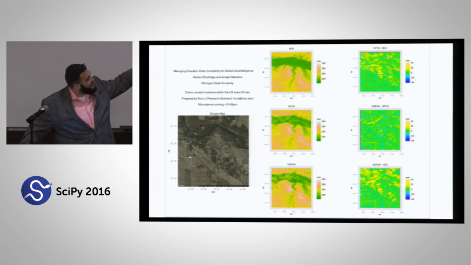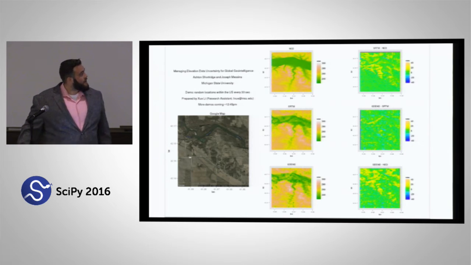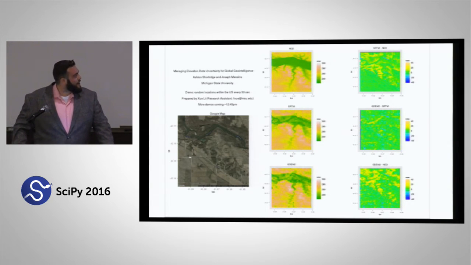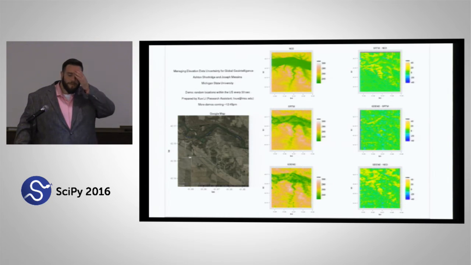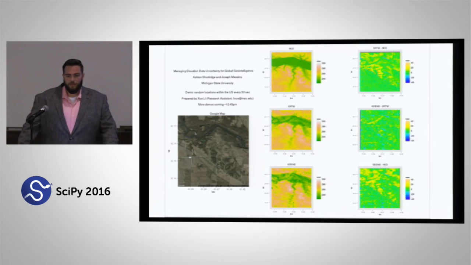So NED on the top, the National Elevation Data Set, is about 10-meter resolution. SRTM in the middle is at 30-meter resolution. And GDEM on the bottom is also at 30-meter resolution. Yeah, that's correct. And it's got a lot of GPS benchmarking that they did to improve it.